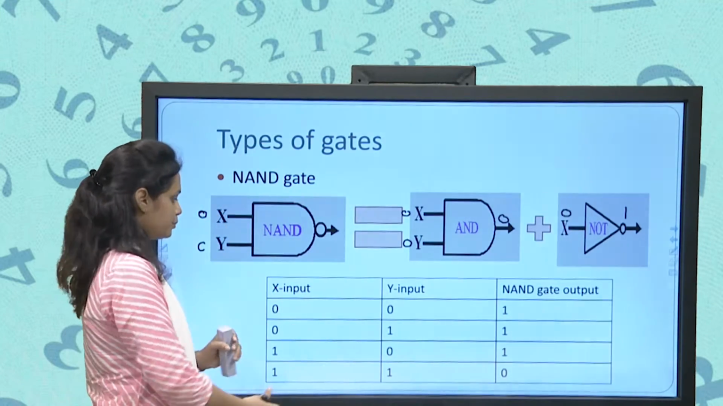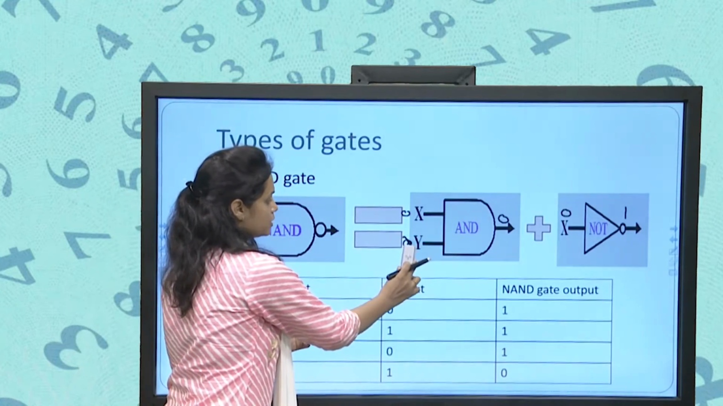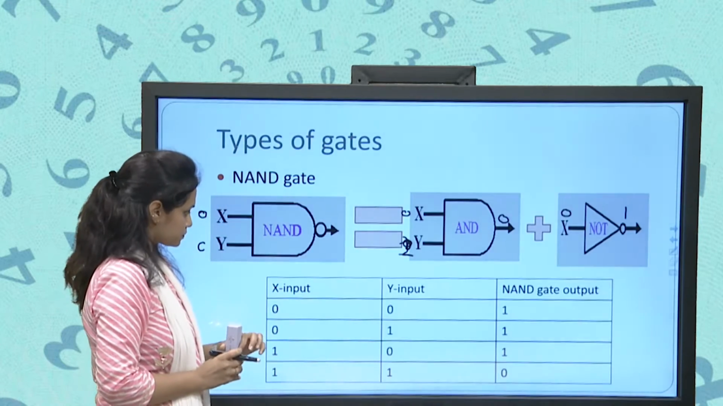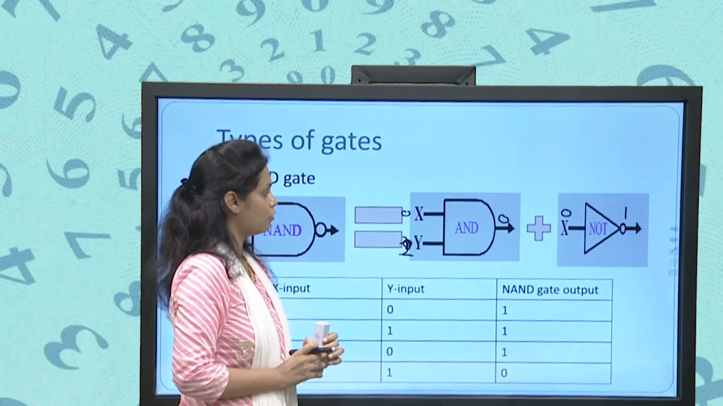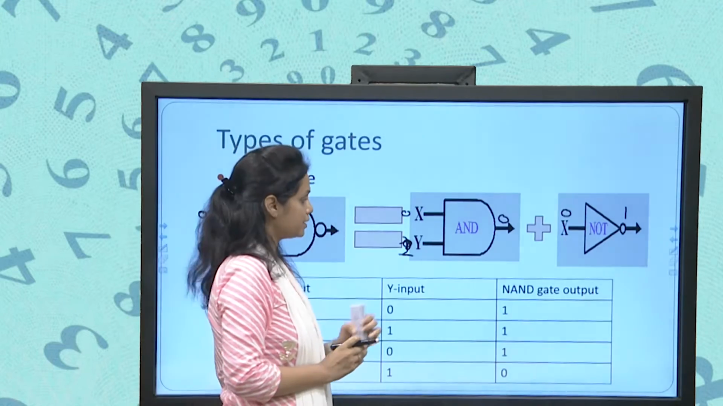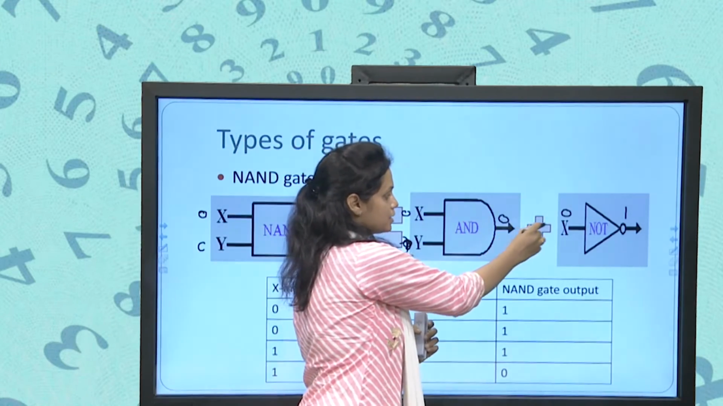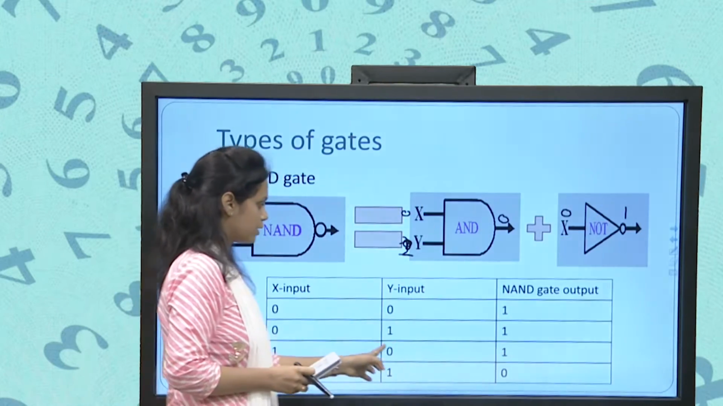Suppose our x input is 0, y input is 1. Now see, if your x input is 0 and y input is 1, what will happen? What is the output of the AND gate? It will again give 0. So this will pass to this NOT gate and it will give output 1. In the third case also it will give the output 1.